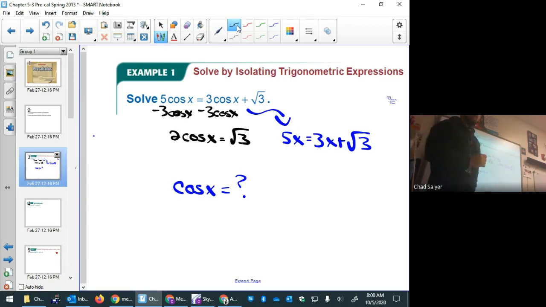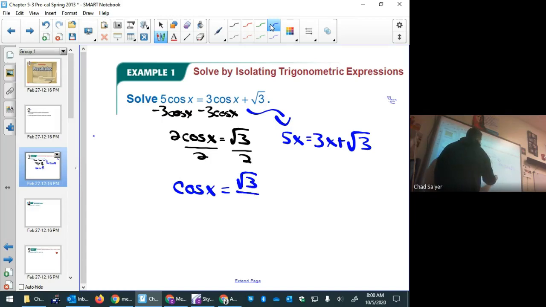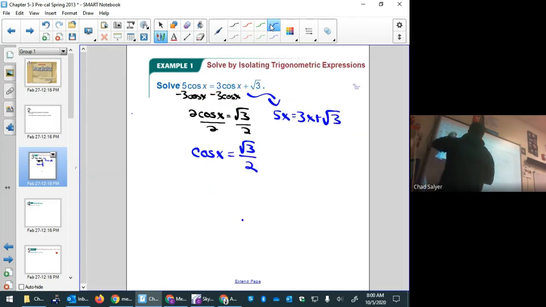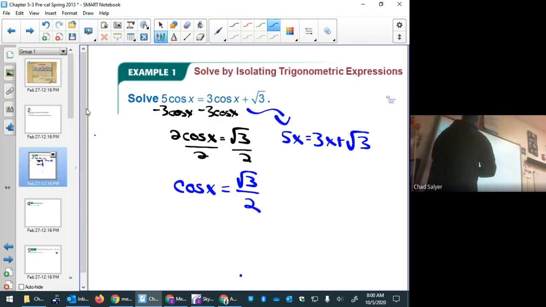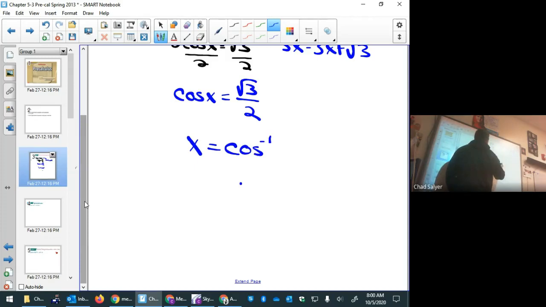Everybody with me so far? All right. Now, what should I do, Colby? Divide by 2. Excellent. And so that gives me cosine x equals radical 3 over 2. And so x is going to equal the cosine inverse of radical 3 over 2.